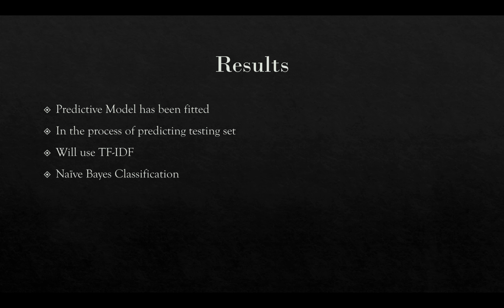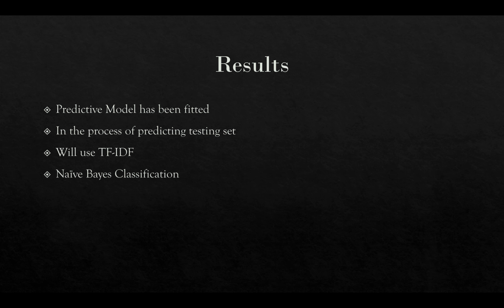So the result of this deliverable is that my predictive model has been fitted, or at least one of them has. What I want to do for my next deliverable is to finish this and then finish my naive Bayes model and see which one is more accurate. I'll also use a different method called TF-IDF.